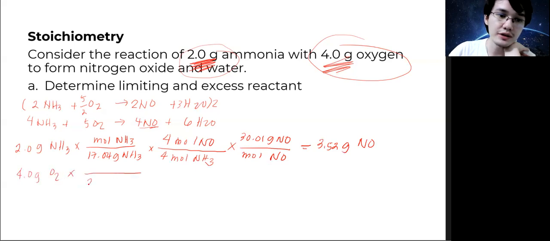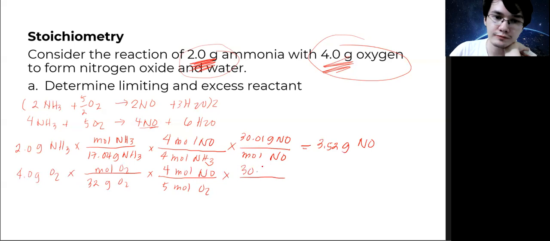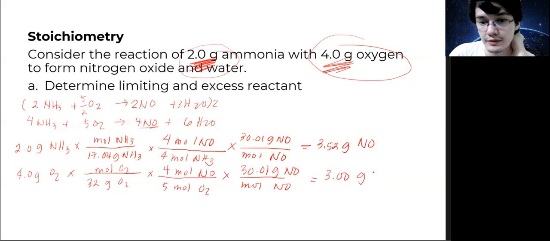So same procedure again. We have... so calculating, we will get 3.00 grams NO. So you will notice that the product we produce differs depending on what our basis is.